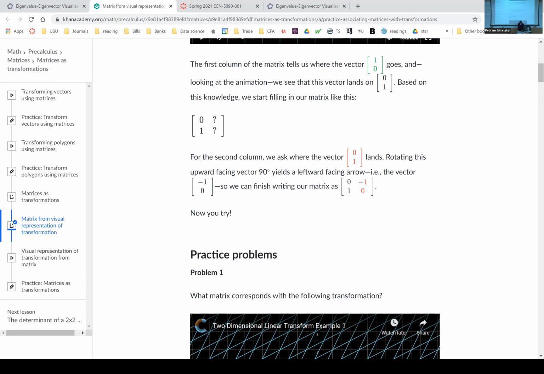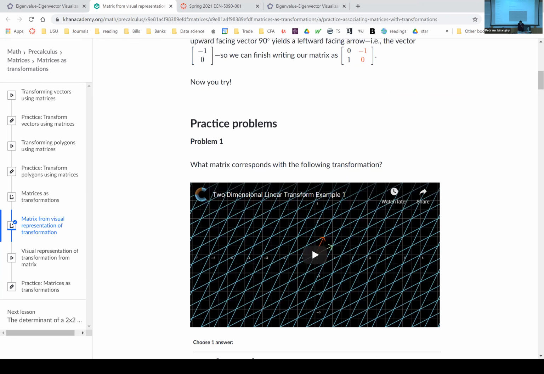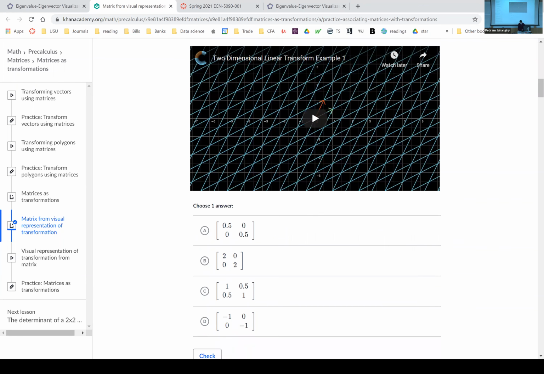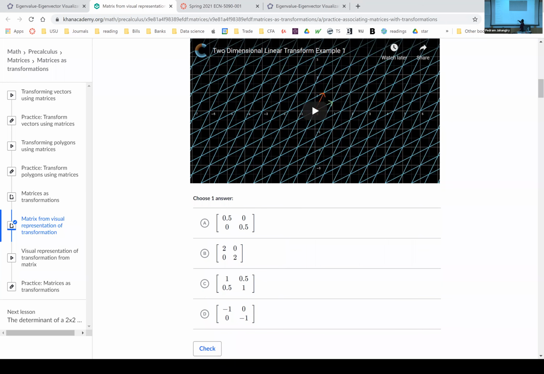Okay. Now let's do some exercises together. I want you to look at the transformation and then figure out what is the correct answer.